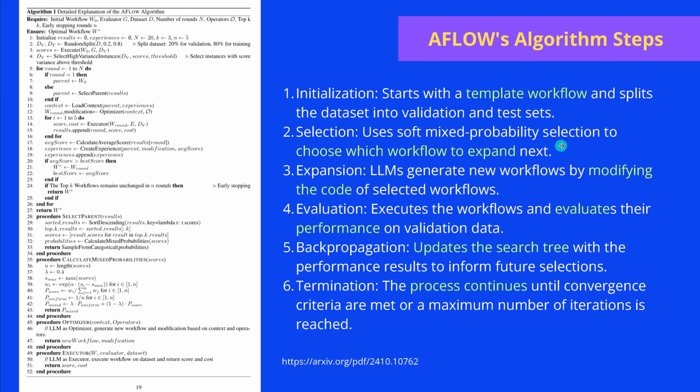It uses soft mix probability selection to choose which workflow to expand next. So remember, LLMs generate these new workflows by modifying the code of the selected workflows. And then, in order to find out, hey, does it improve our system? We have the evaluation. It executes the workflow and evaluates its performance on validation data. Then we know exactly where we are with this particular modified code in our workflow. Then Monte Carlo Tree Search, we have backpropagation. It updates the search tree with the performance results to inform future selections.